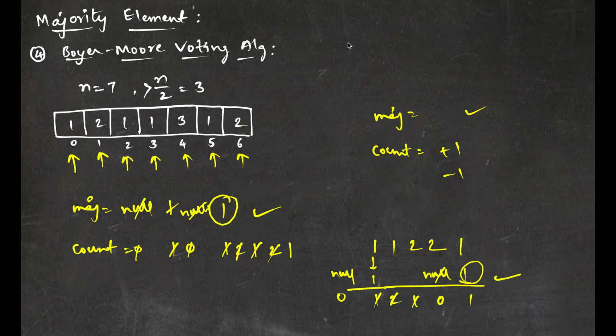Let us look at the time complexity for this approach. Since I'm iterating the array only once, it will be O(n). And for space complexity, I'm just using 2 extra variables, which is constant space, so it will be O(1), which is better than the hash map as well as the sorting approach.